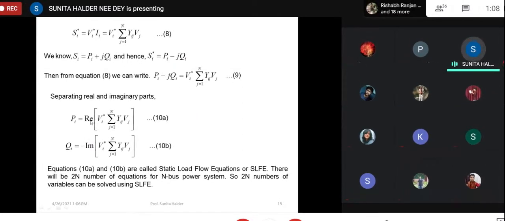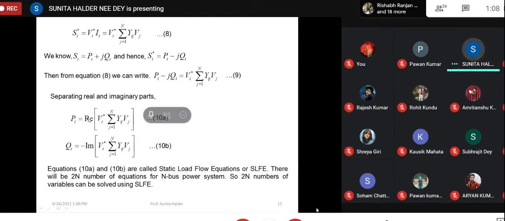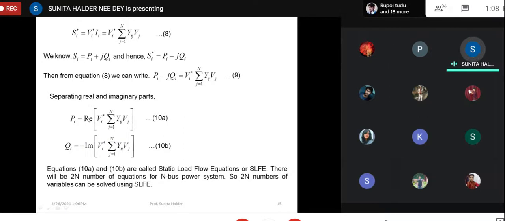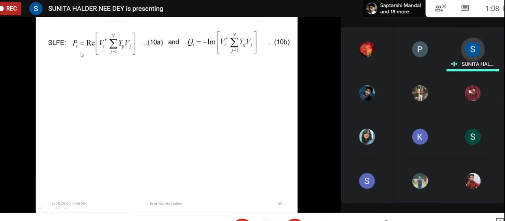So for an n bus power system, for n number of buses, there will be n number of active power and n number of reactive power equations. So 2n equations will be there. So SLFE is these two.